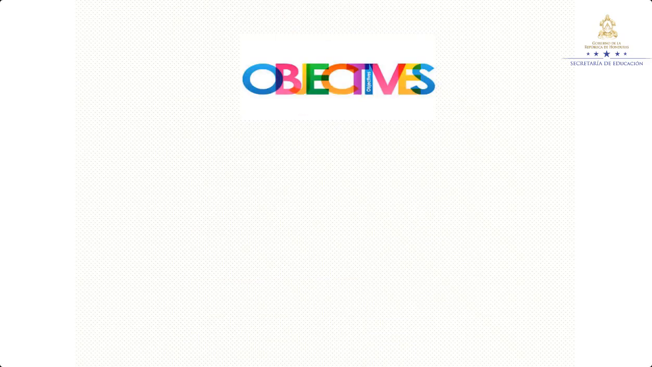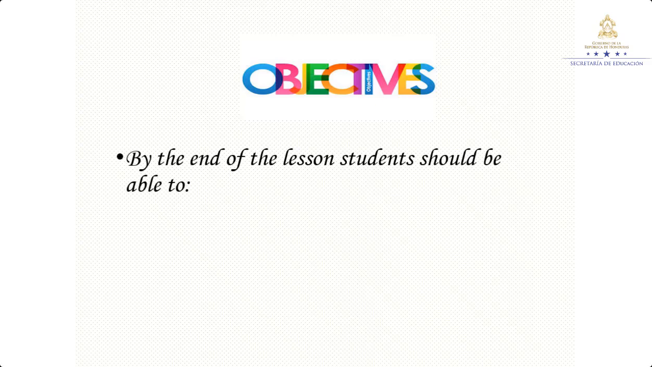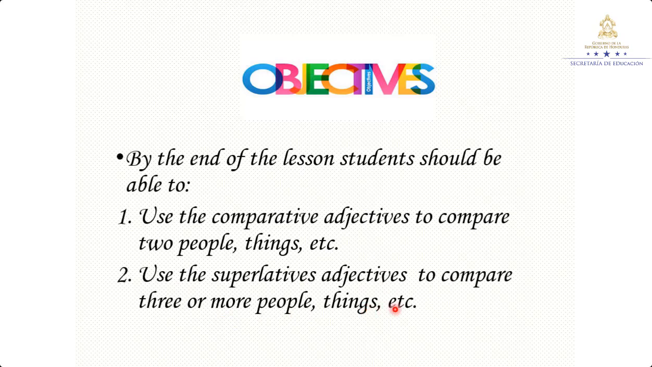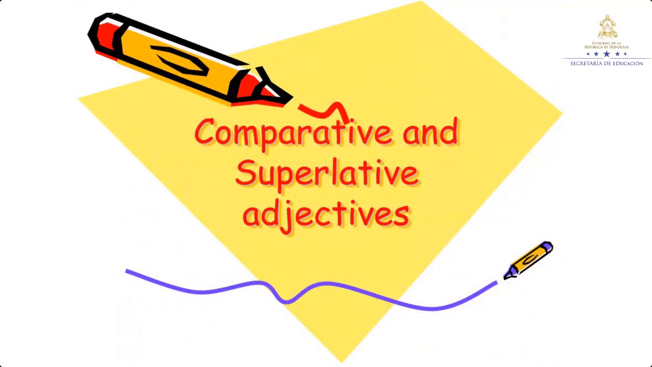Objectives. By the end of the lesson, students should be able to use the comparative adjectives to compare two people, things, etc. Use the superlative adjectives to compare three or more people, things, etc. Comparative and superlative adjectives.